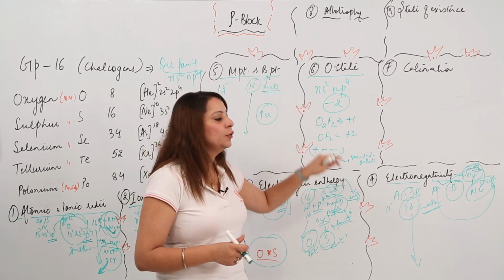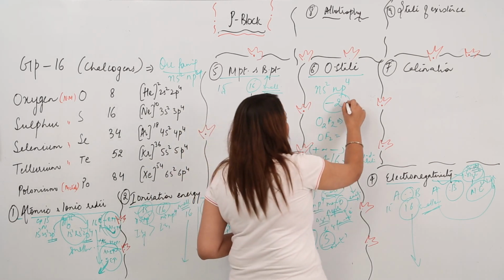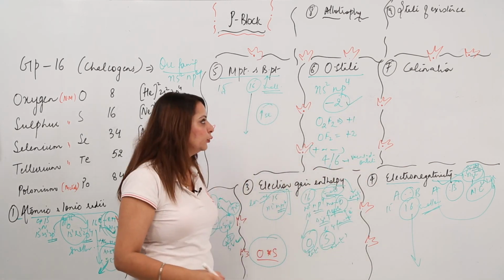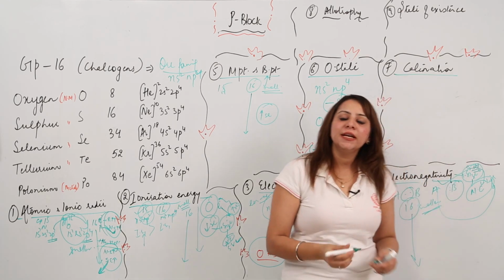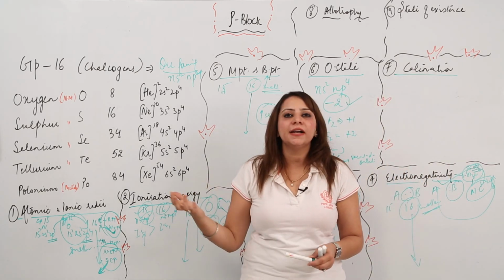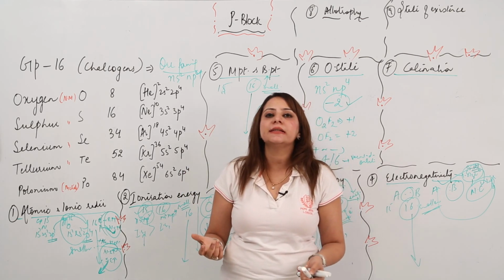So this is what about the oxidation state, but mostly the oxidation state shown is -2. The next property is catenation. You know that catenation is linking with its own kind of atom and giving rise to long chain. This is what is the catenation.